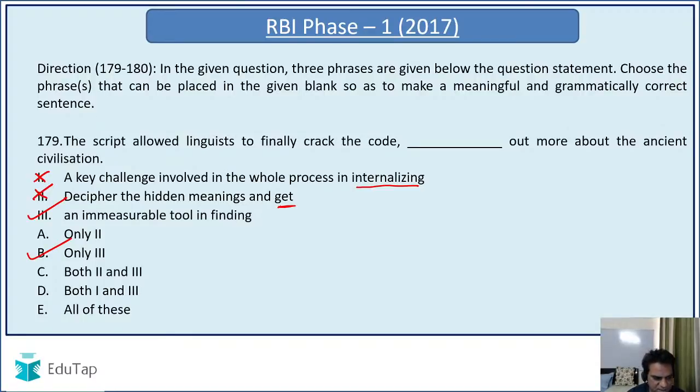I don't know what your name is. Not linguists are the tool here. The script is the tool here. The script allowed the linguists to finally crack the code. So the script was an immeasurable tool in finding out more about the ancient civilization. Got it? Not A, because internalizing out is not a correct phrasal verb. Internalizing is to include something, to learn something, to inculcate something. Okay? Absolutely. Safe attempt. If you're not sure, don't try it in the actual paper. But right now, try every question, guys. That will give you a better prospect.